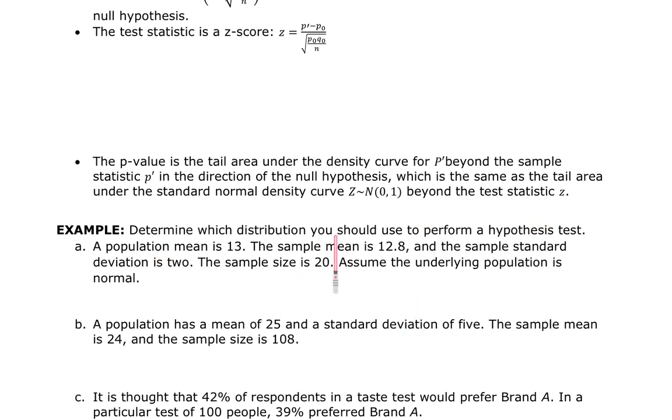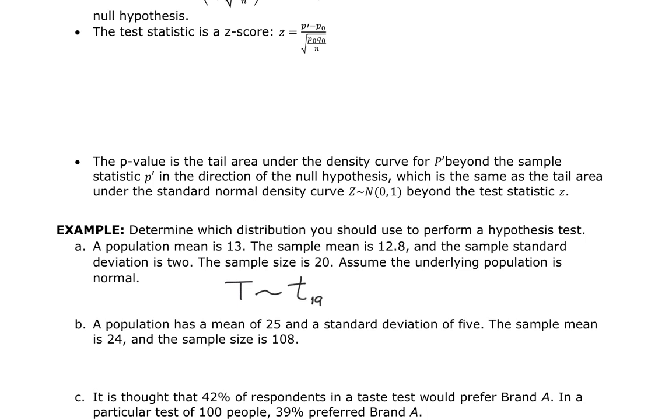So determine which distribution you should be using to perform the hypothesis test. The population mean is 13. The sample mean is 12.8. The sample standard deviation is 2. The sample size is 20. Assume the underlying population is normal. Because it doesn't say anything about the population standard deviation, this is a t-distribution. And the sample size is 20, so the degrees of freedom is 19.